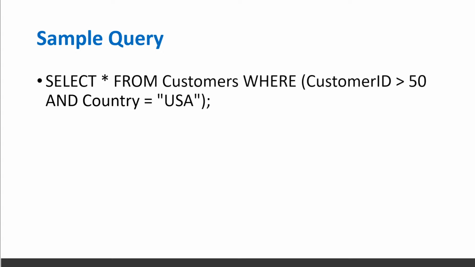So if we look at an example here, select asterisk from customers where customer ID is greater than 50 and country equals USA. In this case, what we're saying is that in order for it to return a record, both the customer ID has to be greater than 50 and the country has to be USA for the record to be returned here and for this to be true.